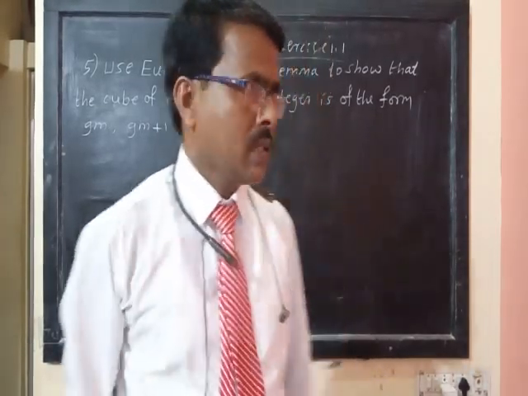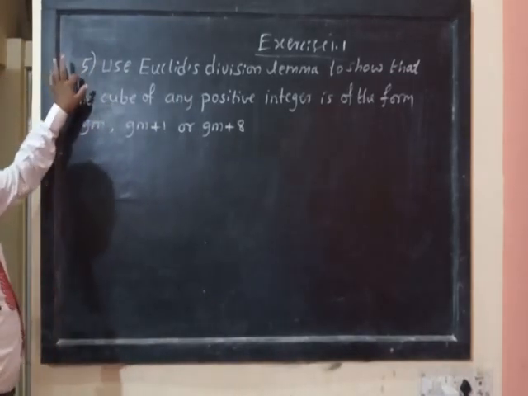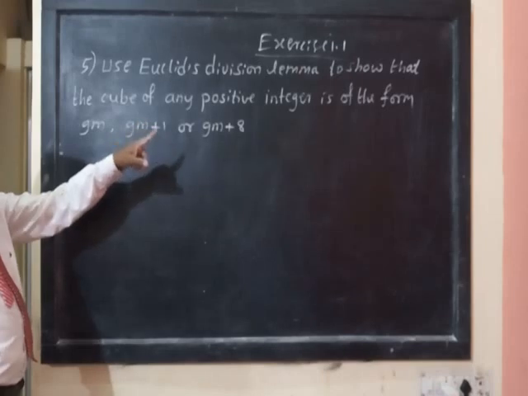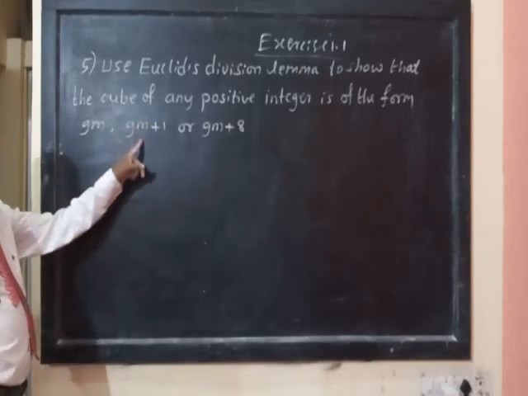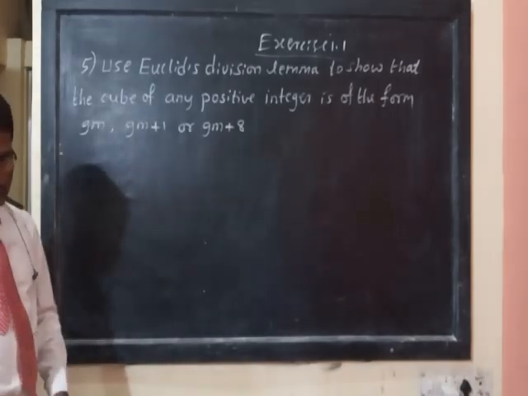Now we shall see exercise 1.1 question number 5. Question number 5 is: use Euclid's division lemma to show that the cube of any positive integer is of the form 9m plus 1 or 9m plus 8. This is the question. Please write the question.